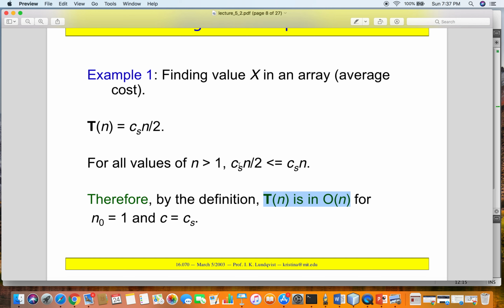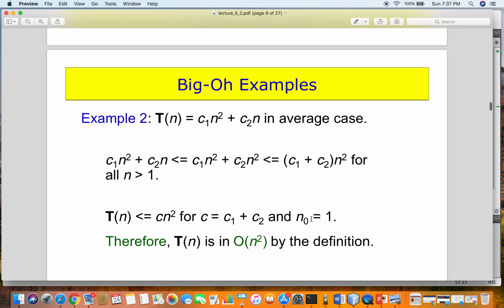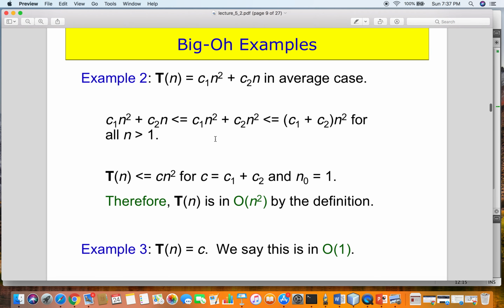So remember, we are getting the tightest one. We can use O(n squared) as well, but we are using the same class as this, so we are taking O(n). Here, according to the definition, we write it in the higher class. The highest grade is n squared here, so we make all these terms n squared. Therefore T(n) is in O(n squared) by the definition.